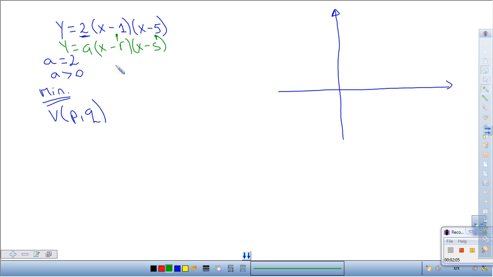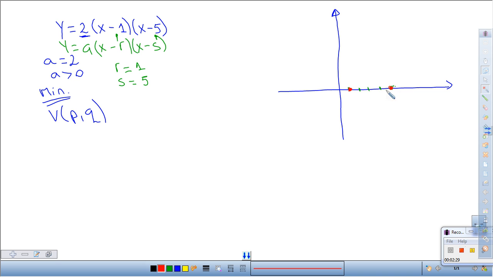So let's write them down. So r equals 1 and s equals 5. So if those two are the x-intercepts of that function, let's plot them on the graph. So this is 1, 2, 3, 4, and 5. And the two x-intercepts are at 1 and 5.